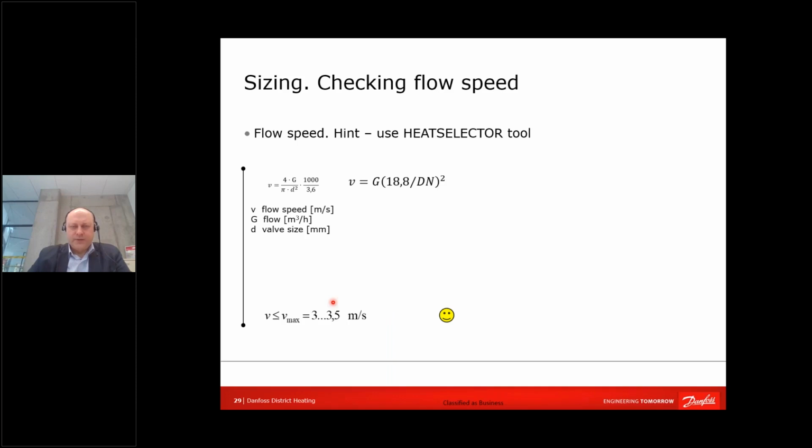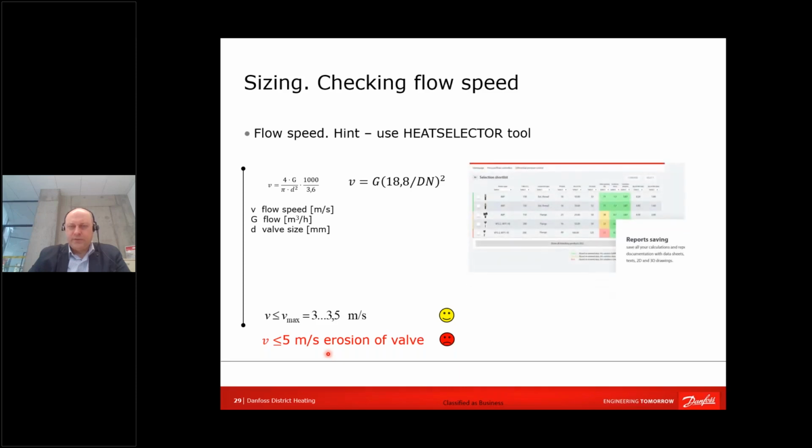You might check flow speed in the valve. Normal condition for the control valves would be about 3.5 meters per second. The limit for erosion is somewhere about 5 meters per second. That's normally not present in the data sheets because that's quite tricky, and it depends on the construction of the valves. A good hint is to use the HEAT selector from Danfoss, which is available online, where you can check valve opening and valve speed.